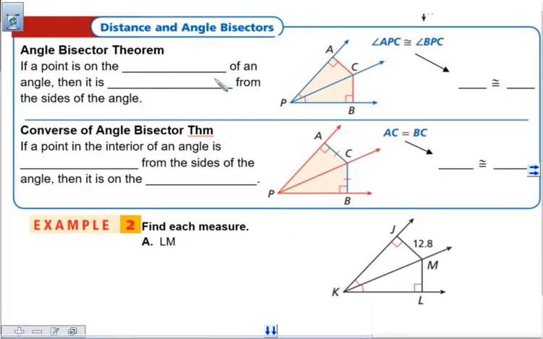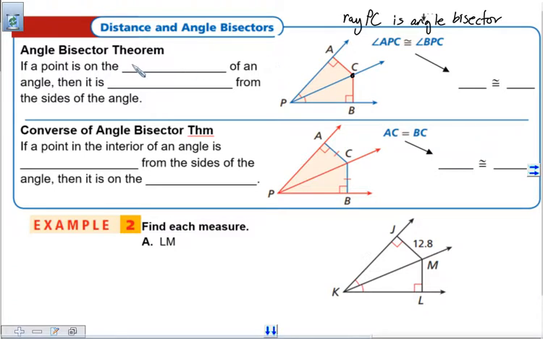Next up, we have angle bisectors. So this time, instead of bisecting a segment, we are bisecting an angle. We're cutting an angle in half. So when we have a point on an angle bisector, so ray PC is an angle bisector because it's cutting angle APB in half.